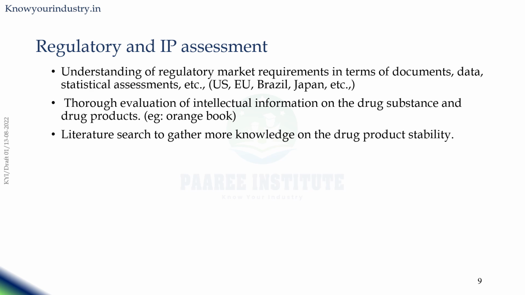The Orange Book gives you a lot of information on the patents and exclusivity for the drug substance as well as the drug product. Apart from the Orange Book, there are multiple public domains giving information on the patents and exclusivity of a particular product. You can refer to that and understand what kind of drug substance I need to formulate and what kind of drug product I need to formulate. With all the basic understanding, you can start the product development.